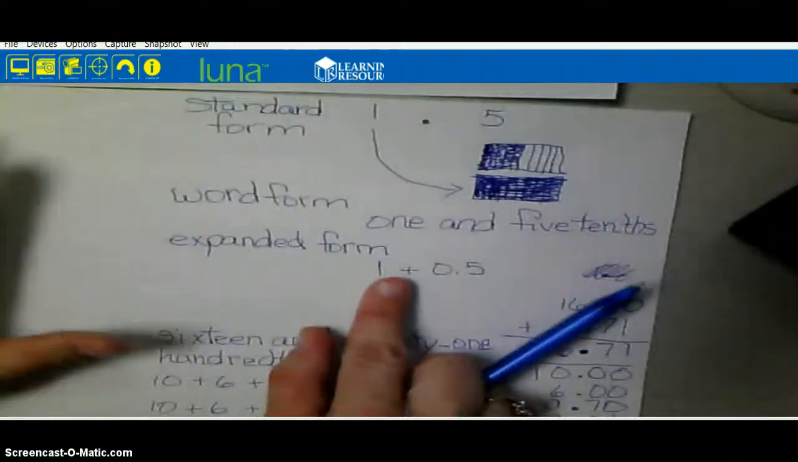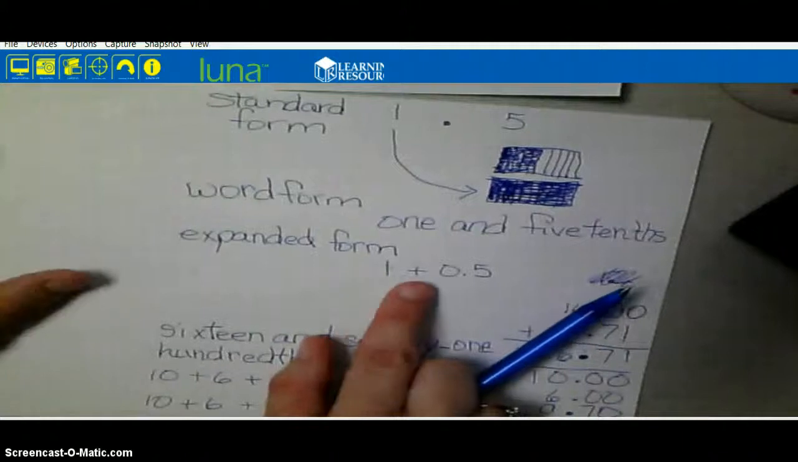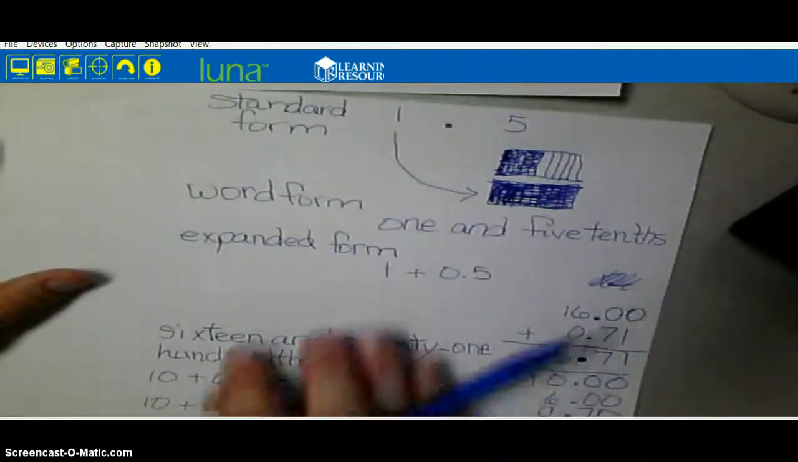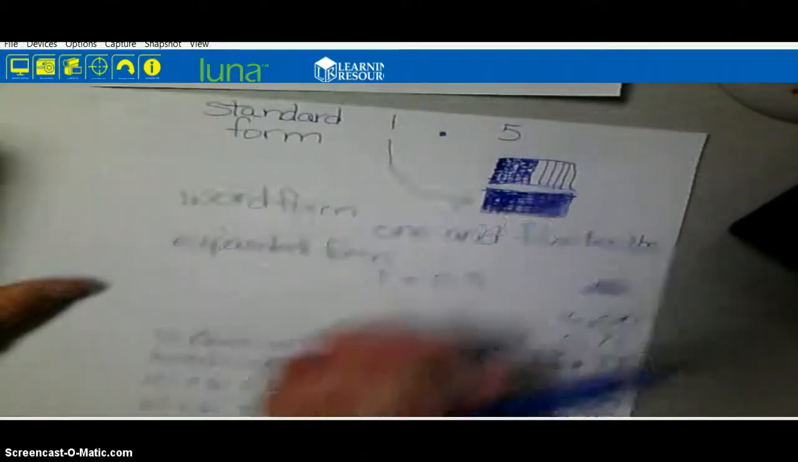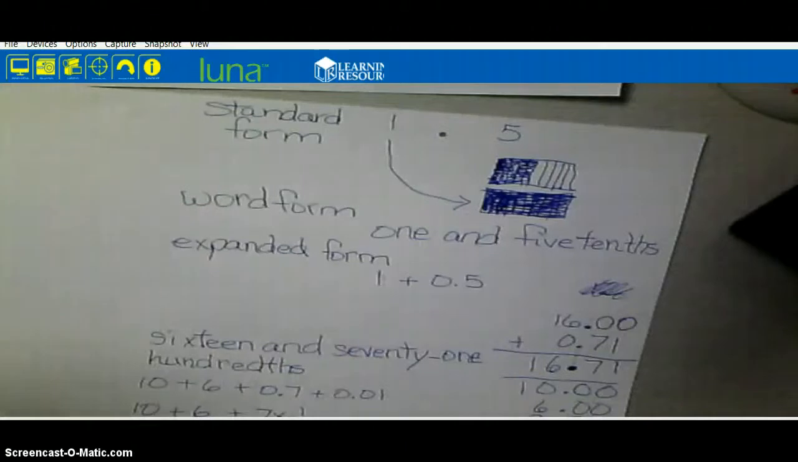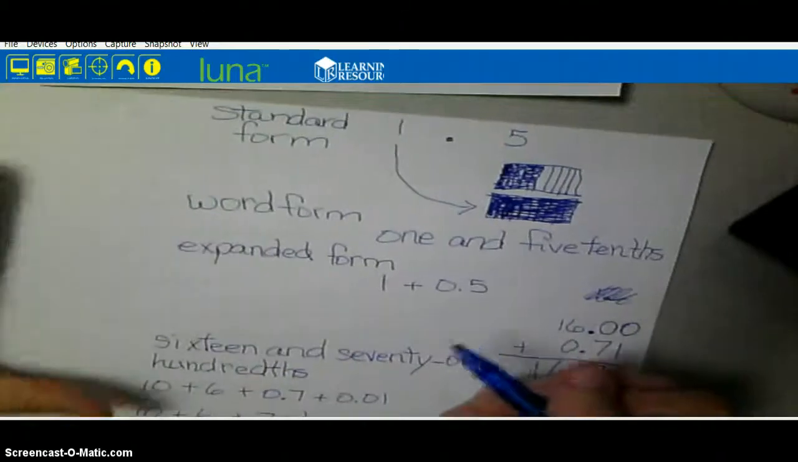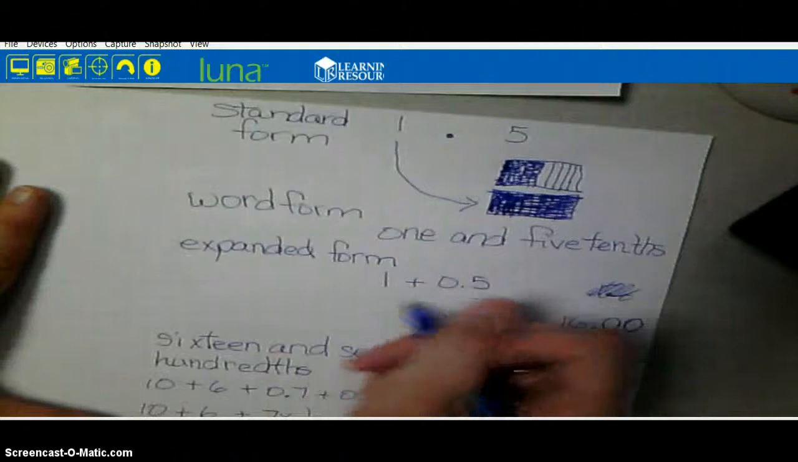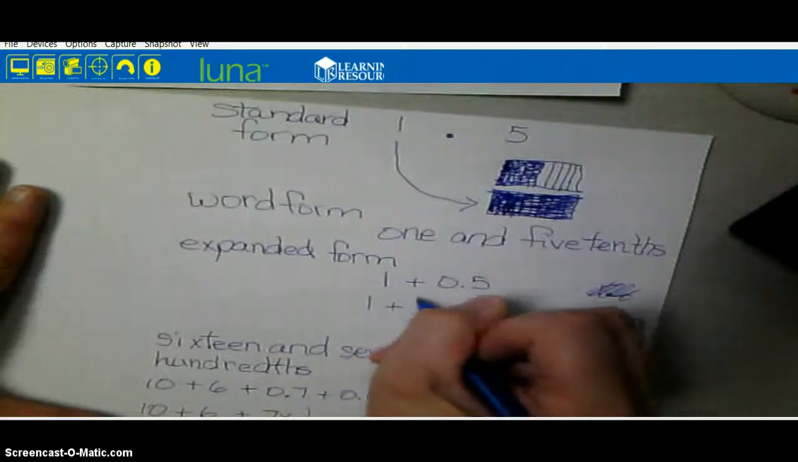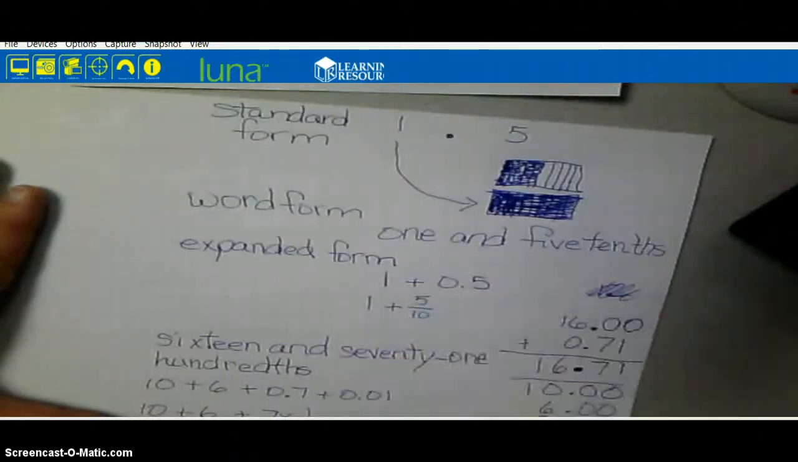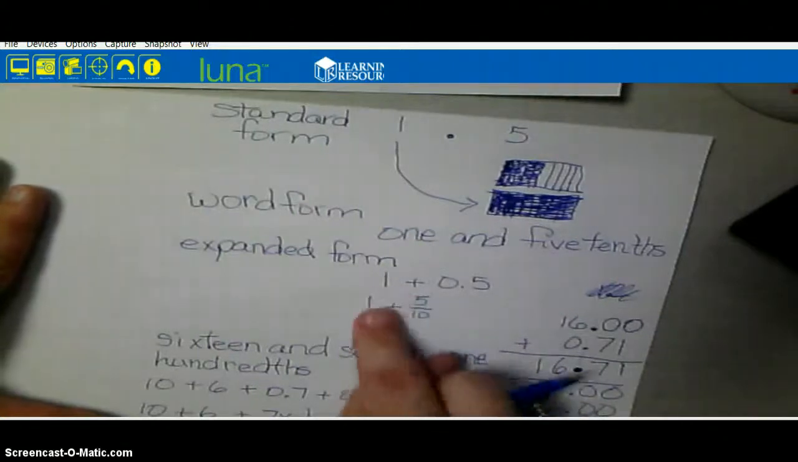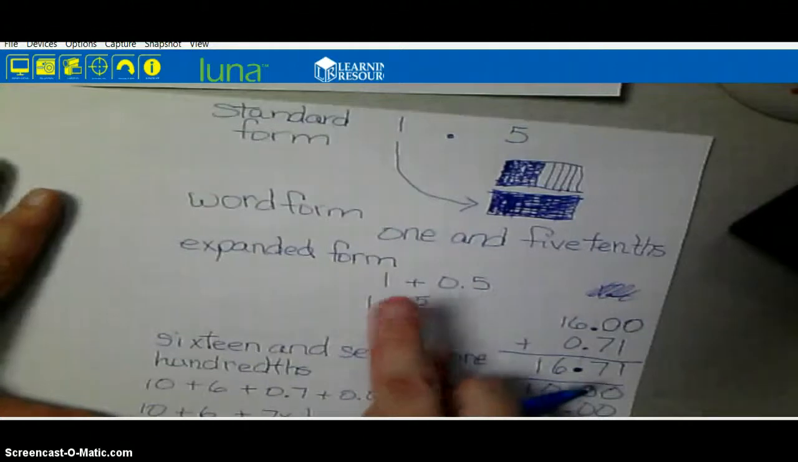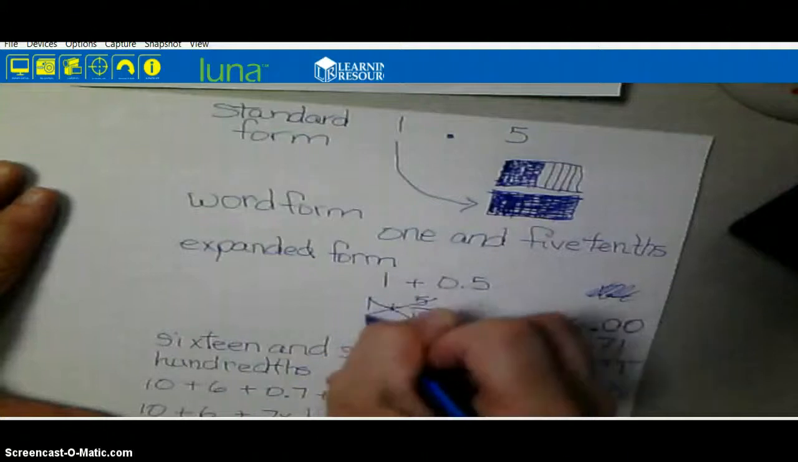Expanded form. Okay, we're used to doing 1 plus 0.5 when we do a decimal. Now, sometimes you learn it as the fraction version, and you could do it as 1 plus 5/10. That's actually not how you can do it. I wanted you to hear that because a lot of people want to do that. It's true, but it's not a good way to represent it. So I don't want you to do that.